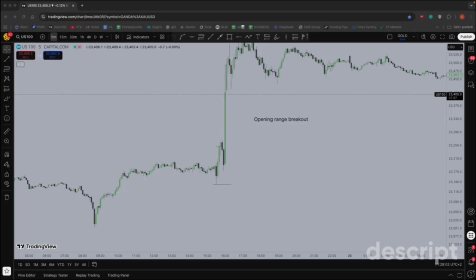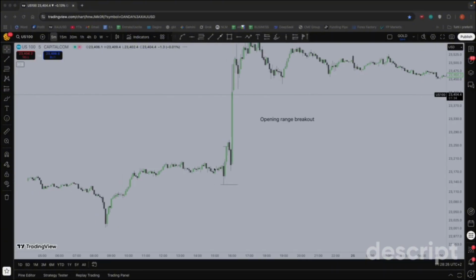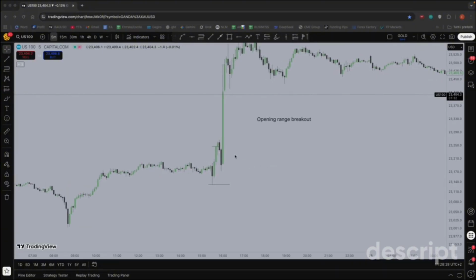So what's the ORB strategy? The concept is very simple. During the first X minutes of the market open, in this case, we're going to look at windows of 15 minutes, the price creates a range with a high and a low. And like in this case, this is the opening of the session, New York session.